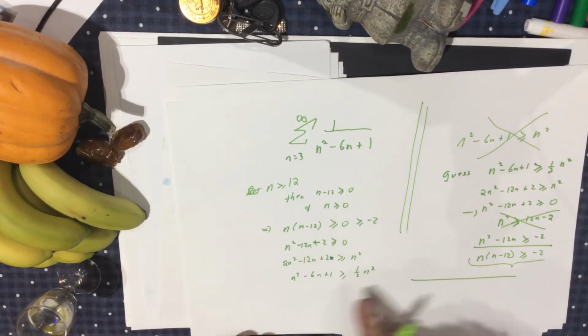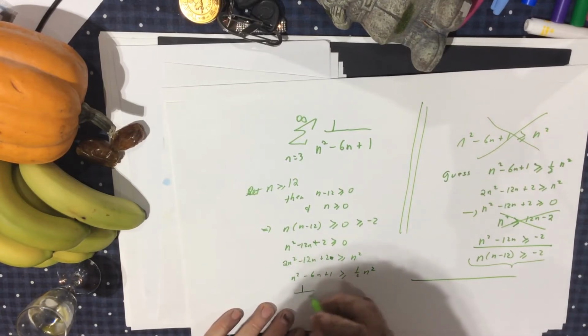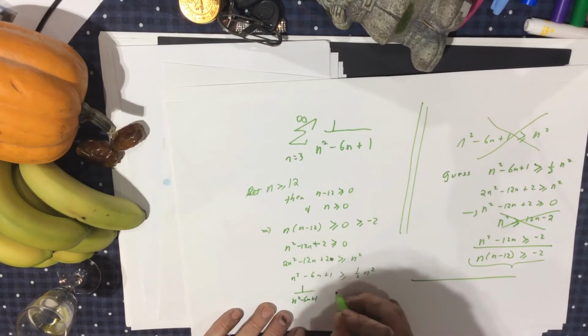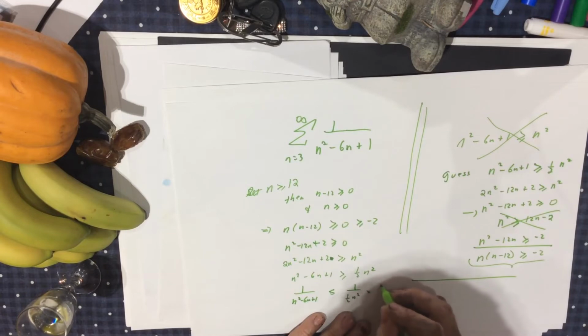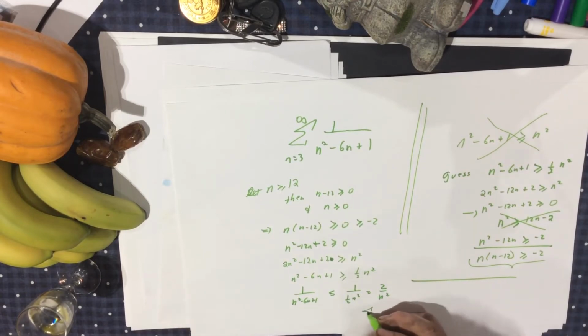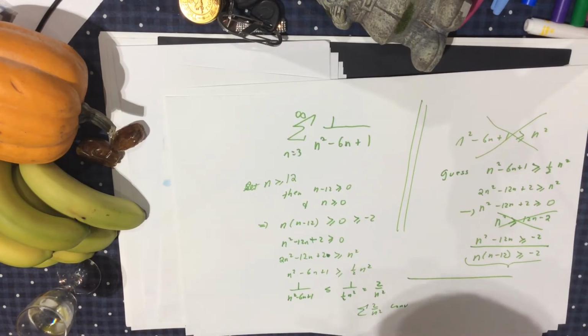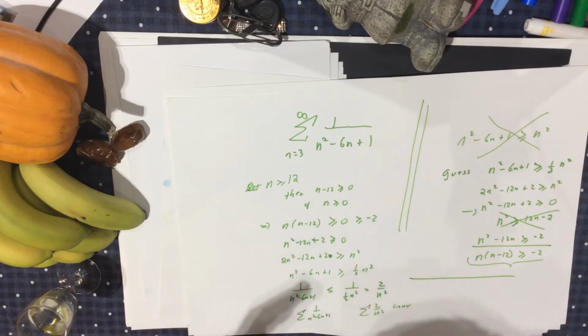And now I can use the fact that my denominator is bigger than this, so the reciprocals are less than 1 over 1/2 of n squared, which is 2 over n squared. And I happen to know that the sum of 2 over n squared converges because the 2 comes out and 1 over n squared is a convergent series. Therefore, the sum of 1 over n squared minus 6n plus 1 converges as well by the comparison test.